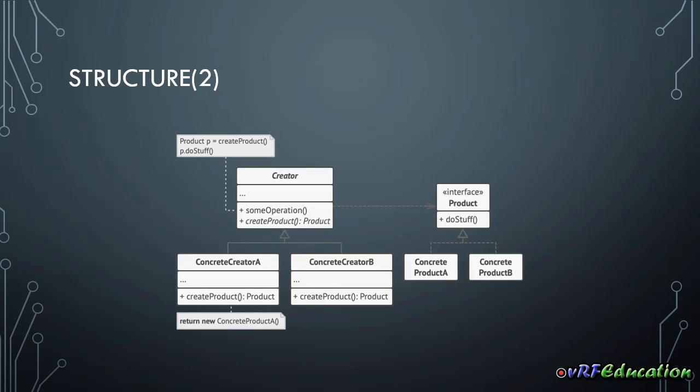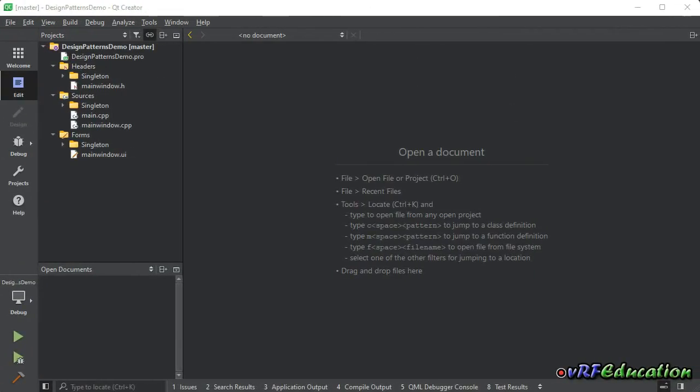Okay, let's go and implement the factory method in practice. For the first version, I want to implement this scenario. Imagine that I want to drive home and there are a couple of cars inside the parking lot. So I need to select one of them and drive home.